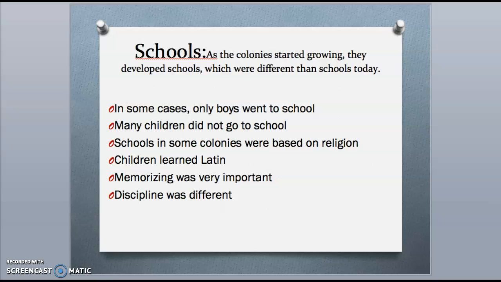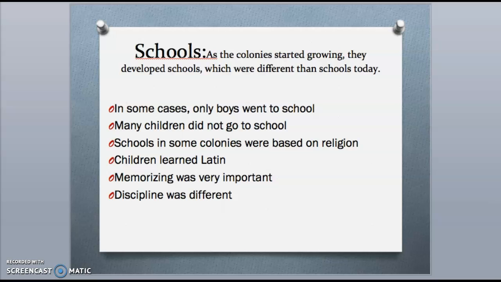Schools in some colonies were based on religion. Children learned Latin. Memorizing was very important. And discipline was different. Some of these feel pretty good. Some of these seem to say something pretty similar. And some of these seem pretty small. Let me show you what I mean.